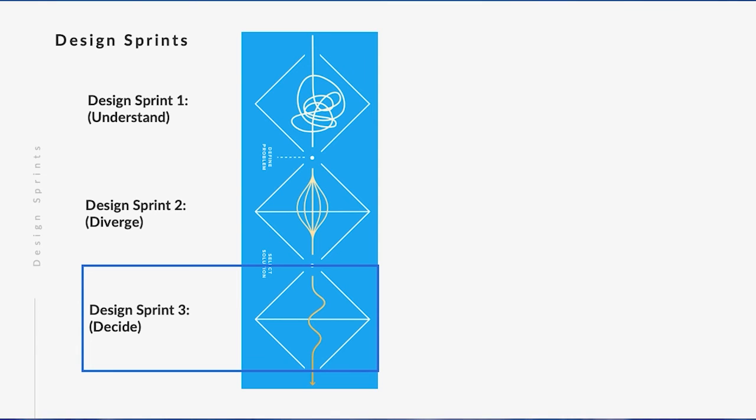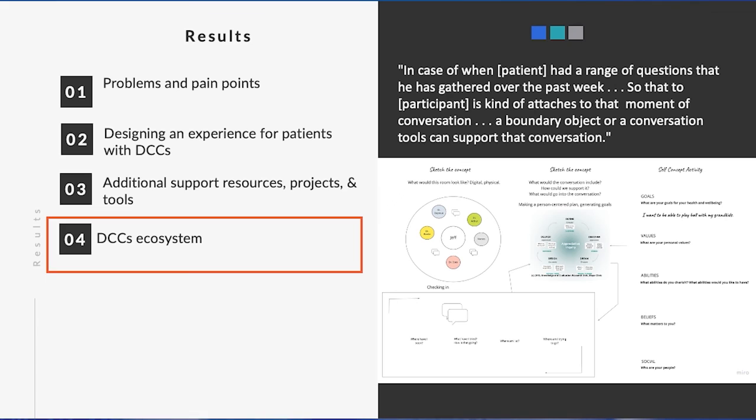Designing an ecosystem for DCCs involves participants taking different tools and learning how to put them together to address the individual needs of patients with DCCs. Participants discussed how each of these parts may fit together. So here we show an example of an ecosystem that the participants envisioned this tool to look like.